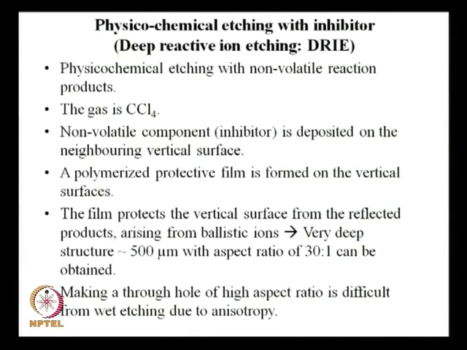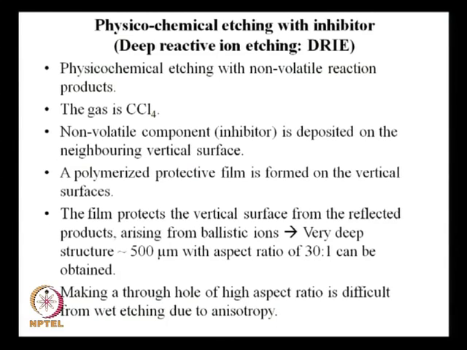So, it is your choice of the chemical that is making this protective film. I repeat once again: physicochemical etching with non-volatile reaction products, the gas here is CCl4, non-volatile components. The non-volatile component, which is referred to as inhibitor, is deposited on the neighboring vertical surface. A polymerized protective film is formed on the vertical surface.